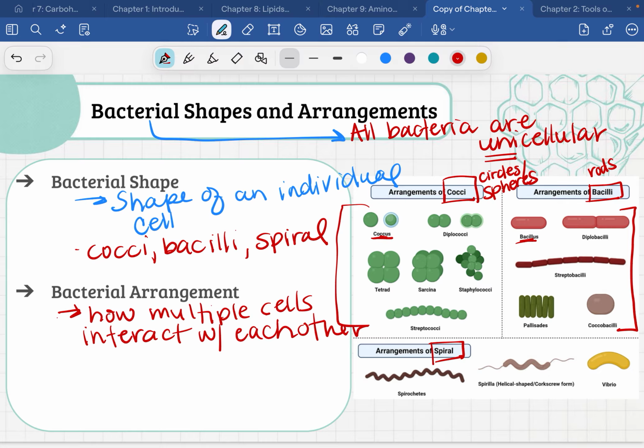How they are arranged next to each other. Okay? And we use specific prefixes to mean specific arrangements. Okay? And I'm only going to make you know a couple. So I'm going to tell you, well, a few of them. I'm going to outline which ones you have to know.